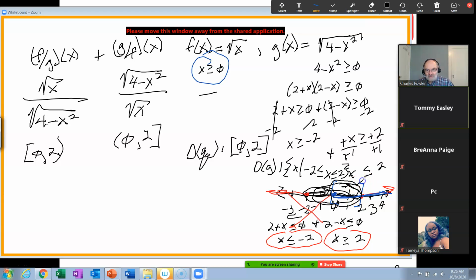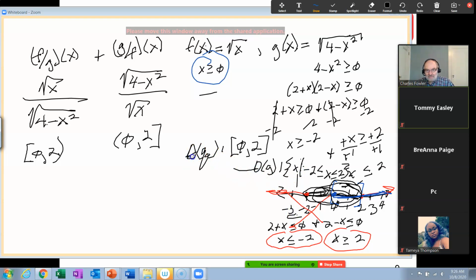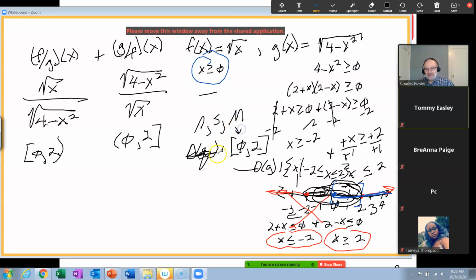This would have been a good domain for addition, subtraction, or multiplication. That would have been our domain. For dividing, if you divide f by g, you have to lose the 2, so you put parentheses there. If you divide by f, that makes you lose the 0. Now, not all of them will work out that way, but this one certainly does.